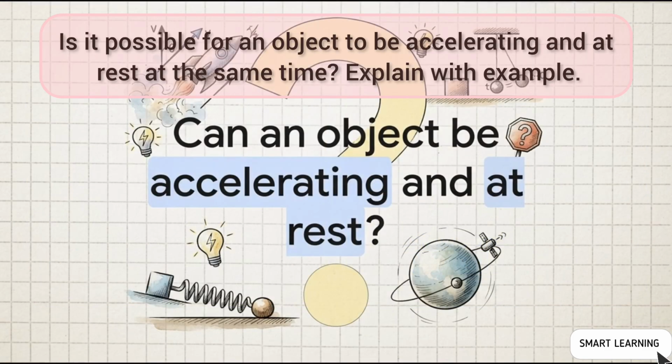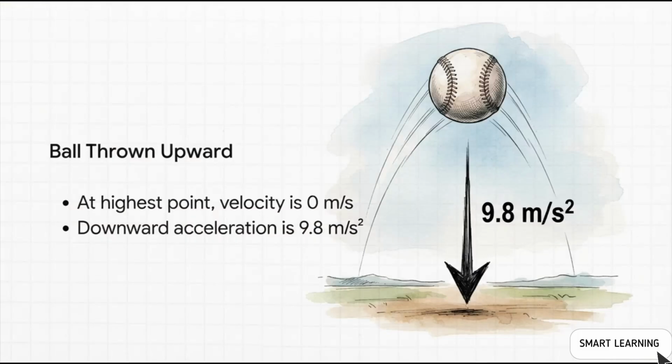All right, here is question 3. Is it possible for an object to be accelerating and at rest at the same time? Explain with an example. I know, accelerating and at rest at the exact same time, it sounds like a total contradiction, doesn't it? But the answer is actually yes. Instantaneously, an object can have 0 velocity while still having a non-zero acceleration. It's all about split-second timing.